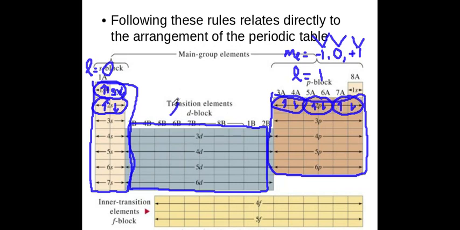So when L equals 2, we use the letter D to represent that one. So we call these guys here, the transition metals, the D block.